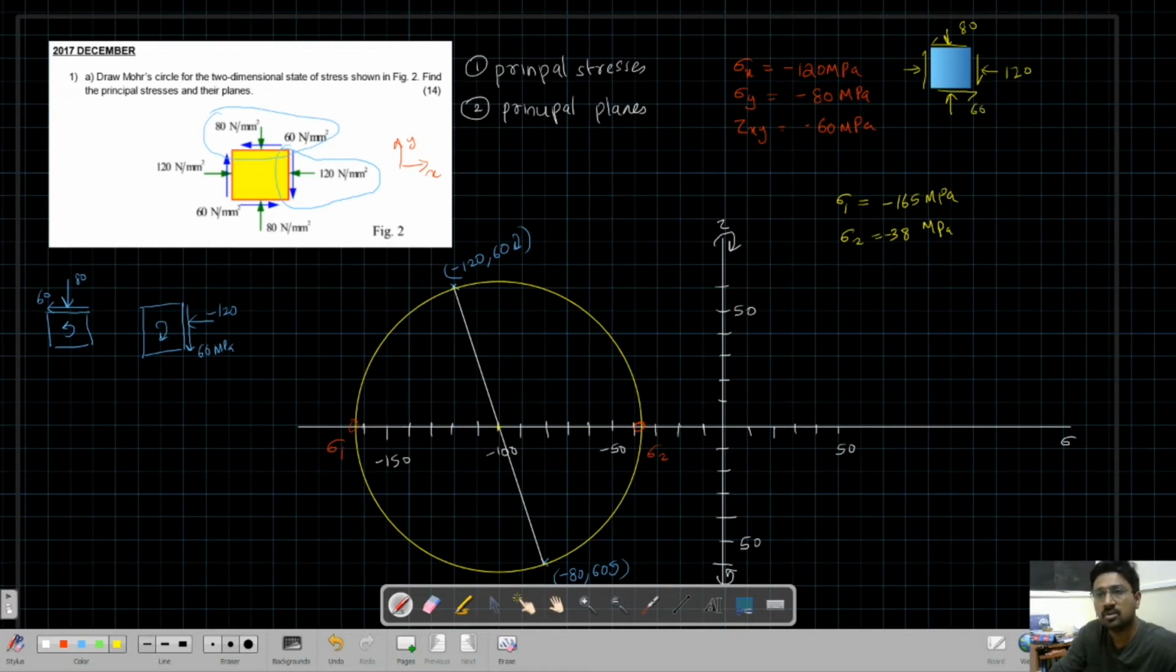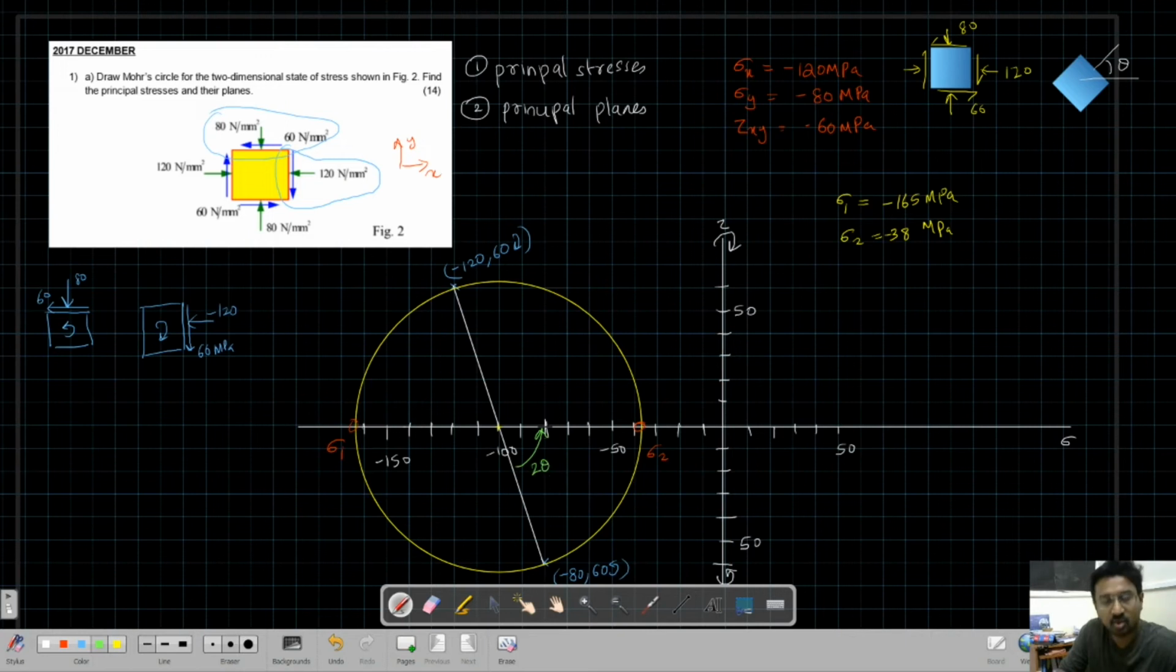Now the question is, at what orientation do we have the principal plane? This is our original orientation. We can rotate this plane like this. At what theta do we have these principal stresses? If I rotate it by some angle from the original, this is my theta. At what theta will I get the principal stress? That rotation will be given by this angle, this is 2 theta.